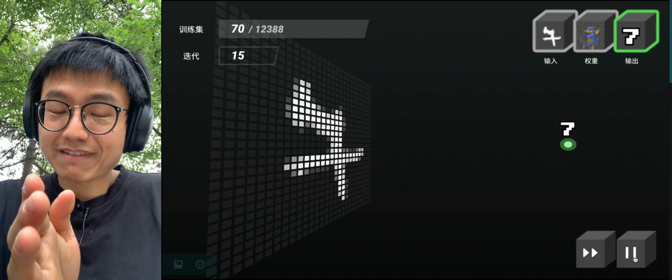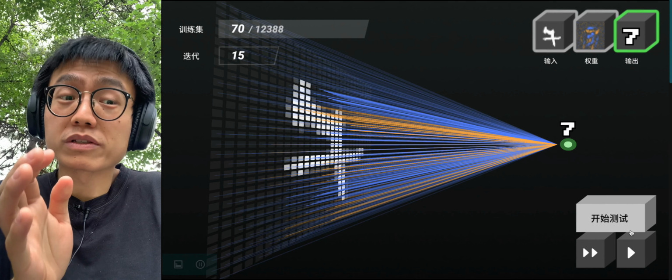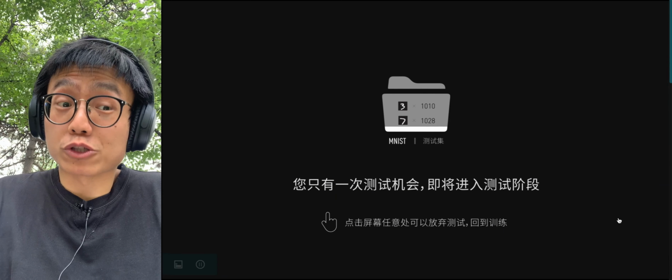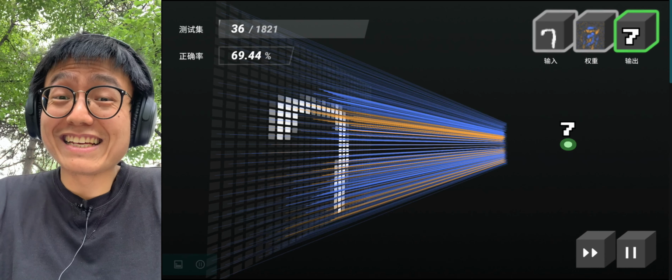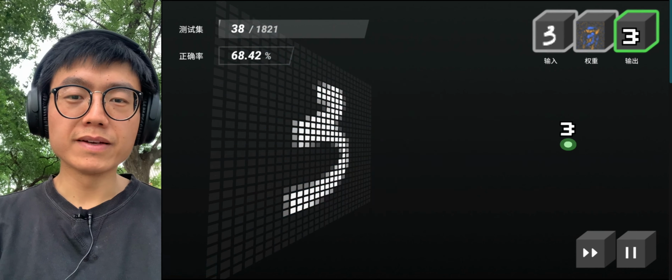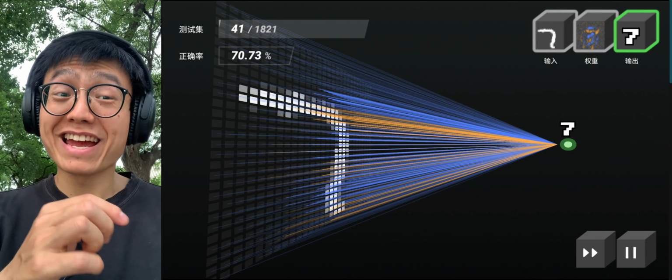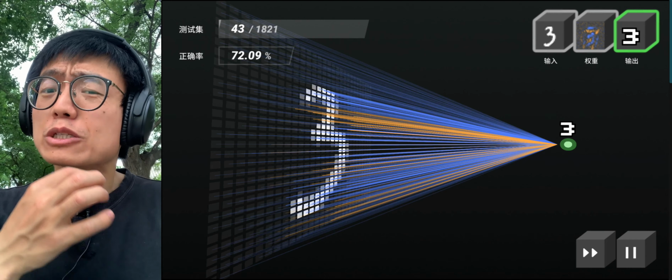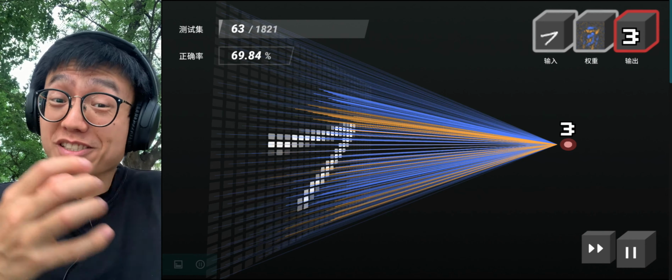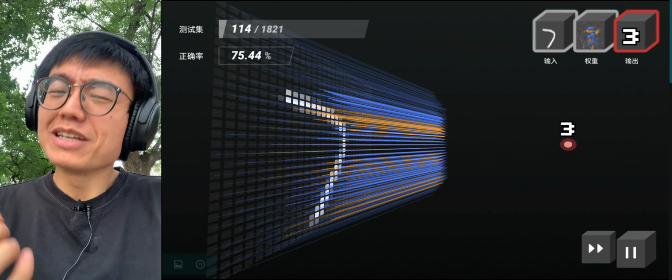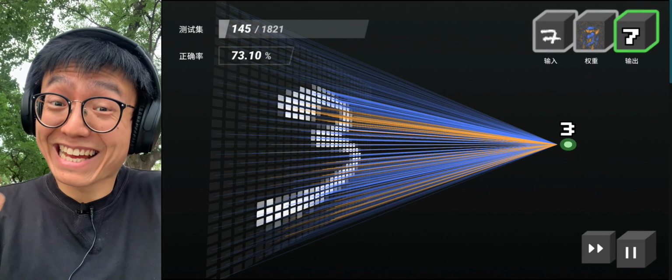Okay, I think it's almost done. Now let's use the model we have trained to enter the test phase to see how accurate it is. Next, I will take turns inputting another 1821 images from the MNIST database into this model I have just trained to see how accurate it is.